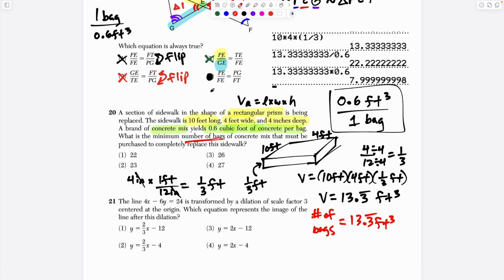And I'm just going to multiply that by the rate here, one bag. So I'm just going to say times, one bag has 0.6 cubic feet. And then you could see how the units cancel out. Cubic feet over cubic feet cancel, and we're left with just bags. And then when we did 13.3 repeating divided by 0.6, we got 22.2 repeating bags. But the problem is, once again, we can't buy just a fraction of a bag, so we'd have to round up to choice 2, okay?